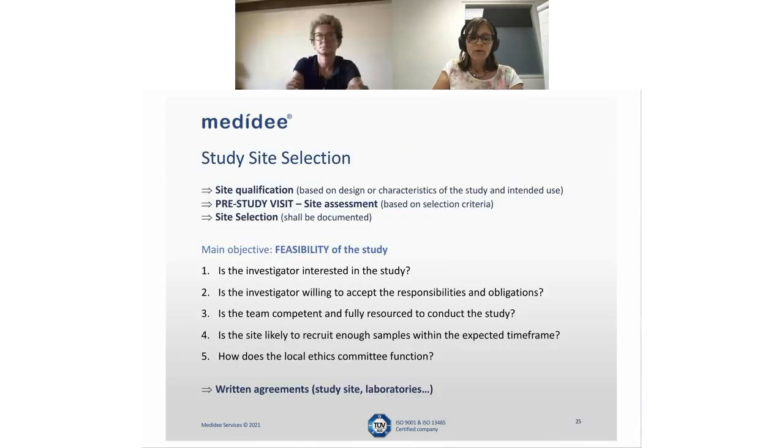Then once you have thought about the design of your study, you will need to think about what type of study sites can be involved. So you need to recruit these sites. First, you need to qualify these based on the design or characteristics of the study and the intended use. You need to do a pre-visit study for site assessment and indeed qualify your selected sites.